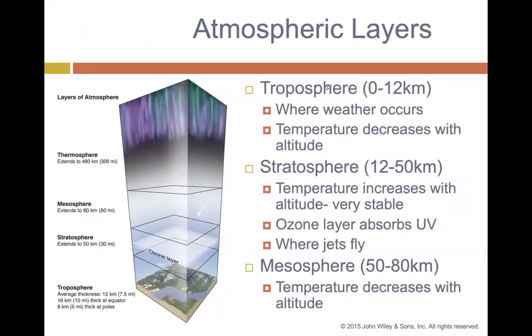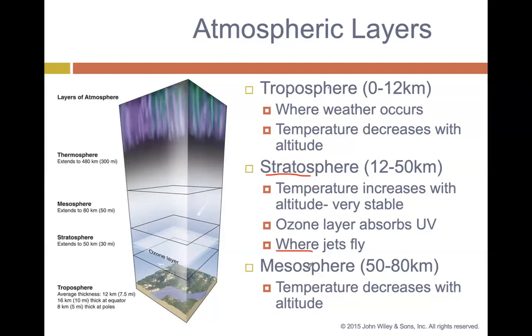The troposphere is where weather occurs. So this is what we're in, the 0 to 12 kilometer range. This is where weather occurs. Temperature will decrease with altitude. The stratosphere is the 12 to 50 kilometer range, where temperature actually increases with altitude and it becomes a very stable layer. The ozone layer absorbs UV light rays, and this is where jets fly.